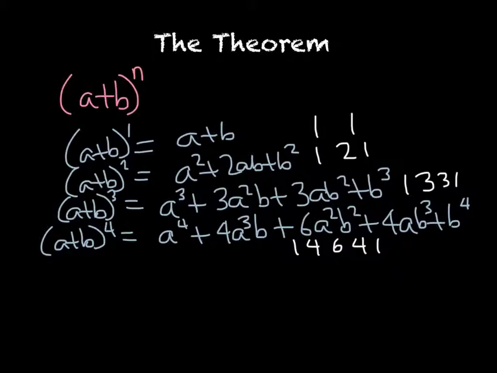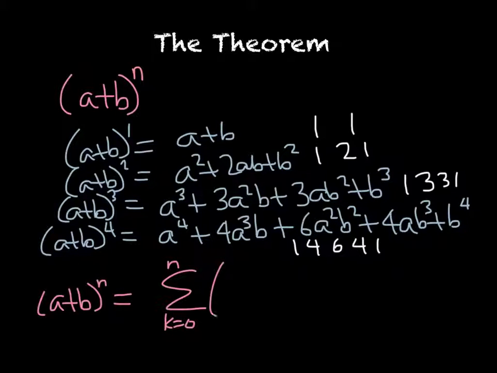So another way we can say this is that a plus b to the power of n is equal to the sum k equals 0 to n of n choose k, that tells you the coefficient, a to the power of n minus k times b to the k. And this gives you all of the terms of the expansion of a plus b to the power of n.